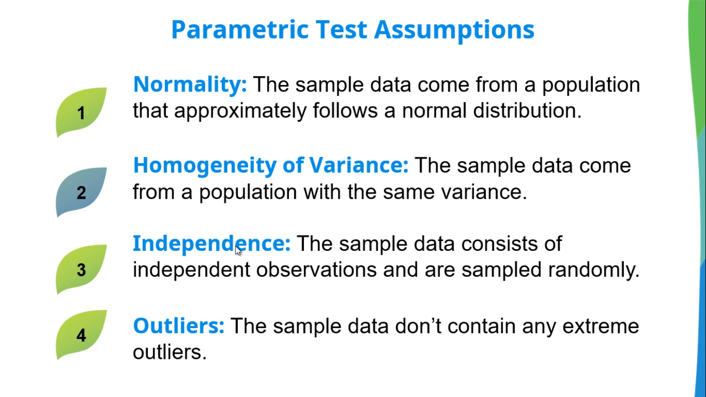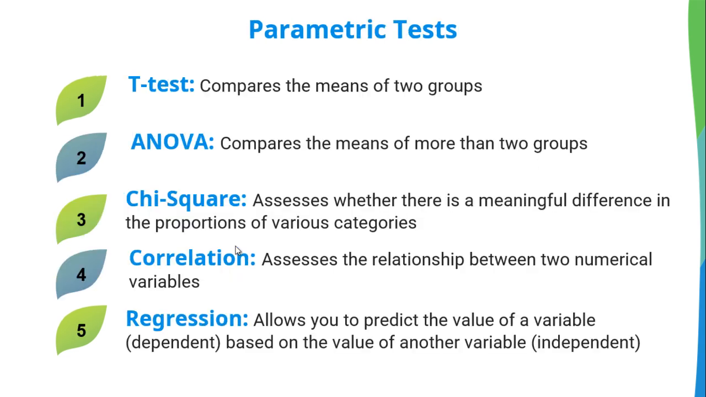So these are assumptions that must be observed during parametric tests. The data must be normal. It must have homogeneous variance. It must be independent, and it must be free of outliers. So these four are very important assumptions you need to check if you want to perform parametric tests.